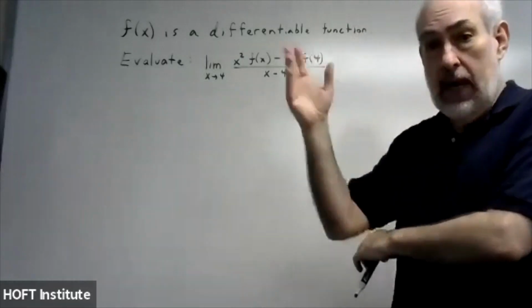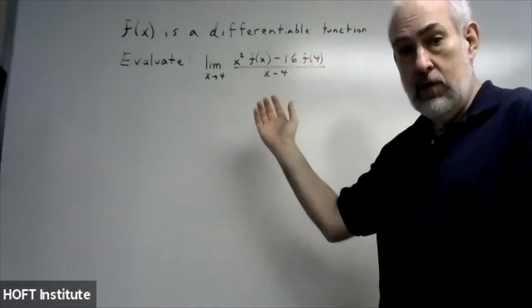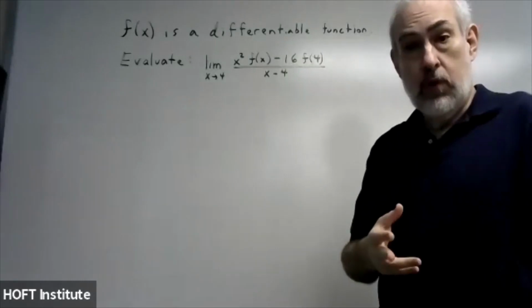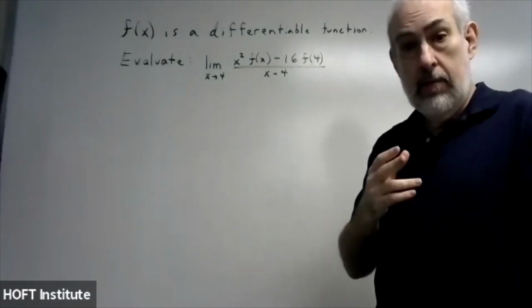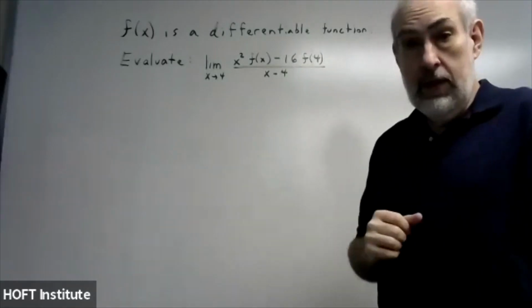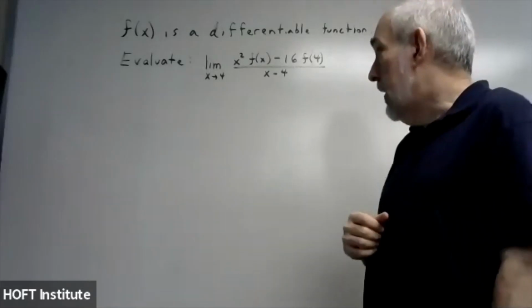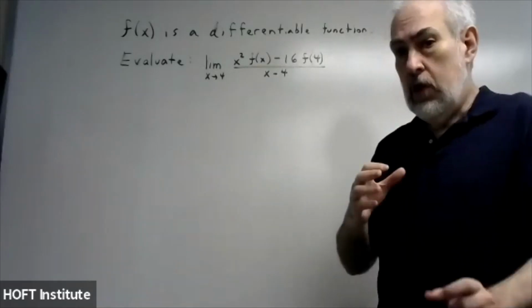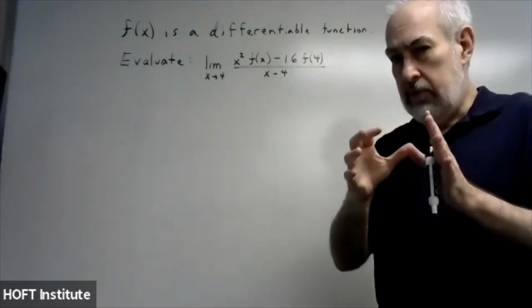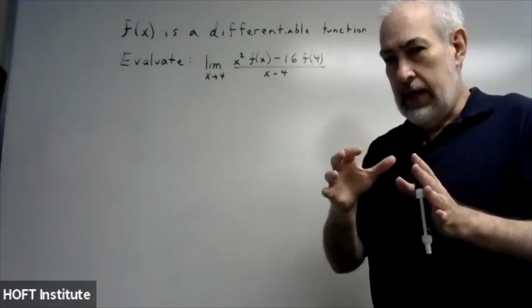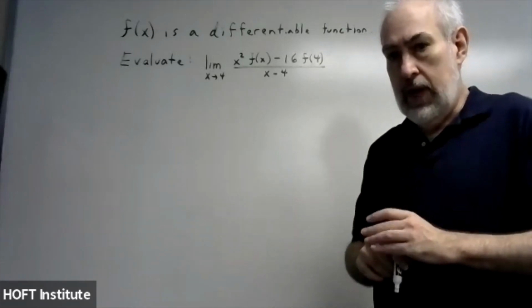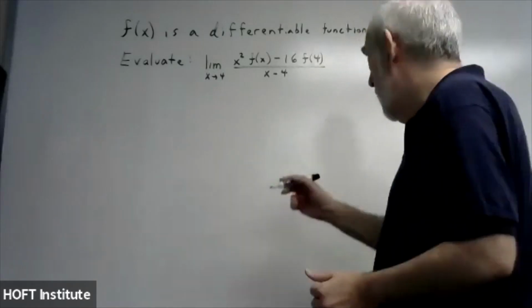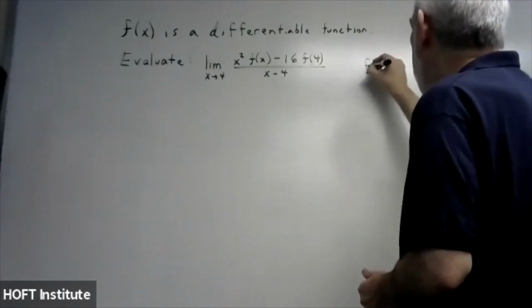So, assuming f of x is a differentiable function, evaluate the limit as x approaches 4 of x squared f of x minus 16 times f of 4 over x minus 4. So this should look a little bit familiar. It looks sort of like the definition of the derivative at x equals 4, which I'm going to write right here so we can remember what it is.